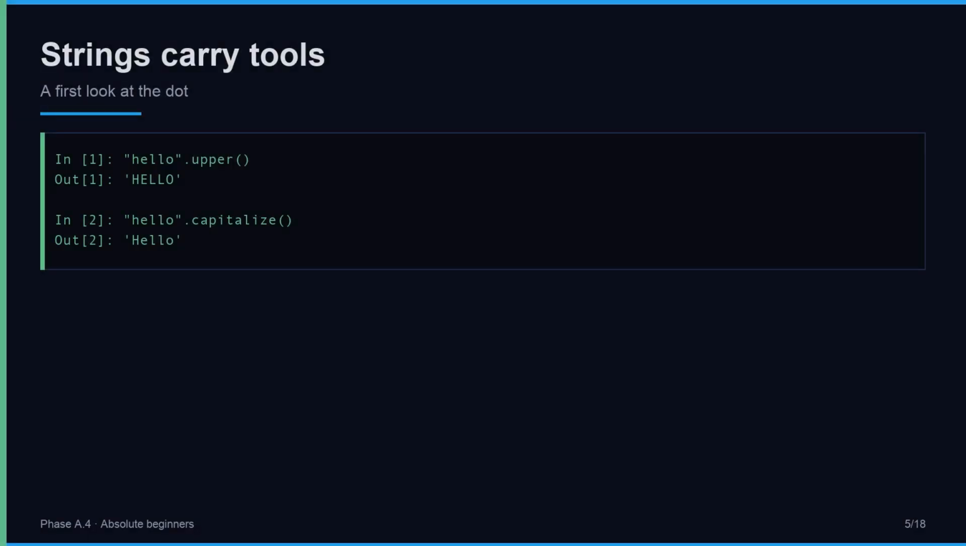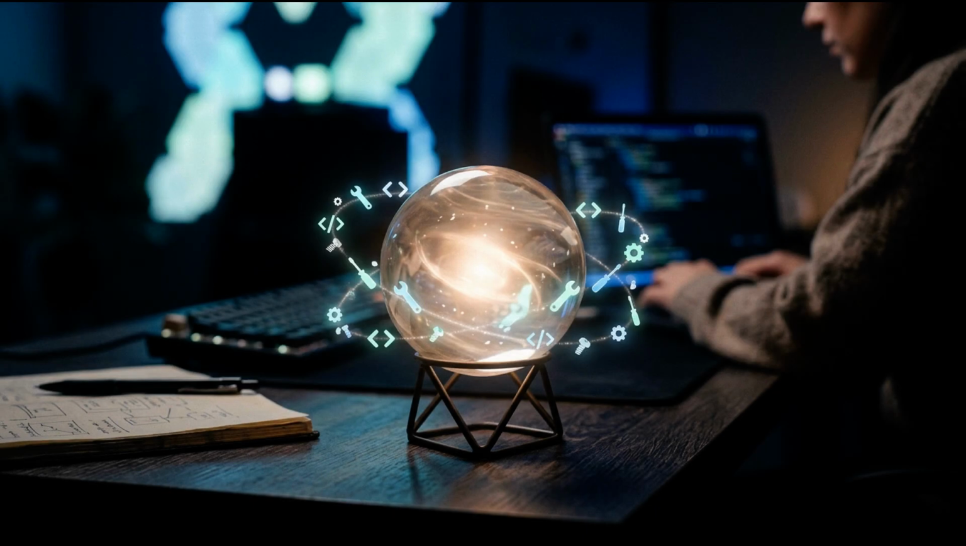Here is a taste of what objects can do. The string "hello" has a tool called upper attached to it. "hello".upper() gives back "HELLO", all capitals. "hello".capitalize() gives back "Hello" with a capital H. The string is the object. Upper and capitalize are methods, tools attached to the string. You reach them with the dot. We will explore this carefully in the next lessons. A taste of the dot. An object is a value that carries its own tools. The dot is how you reach them.